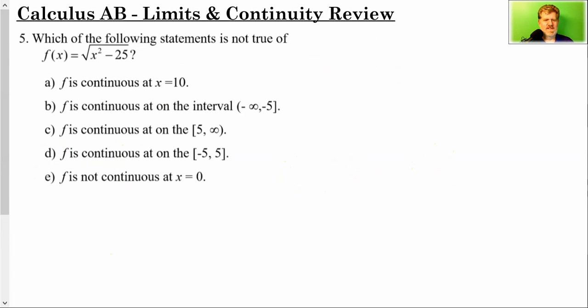All right, number 5. What is not true about this graph? So what do you think? You don't necessarily need to know what the graph looks like, but let's look at these ideas one at a time, and we'll go with that. F is continuous at x equals 10. So continuous means there's no break. So if I plug in 10, I get 10 squared, which is 100, minus 25. The square root of 75. That's looking fine. That's true. So that can't be the answer.